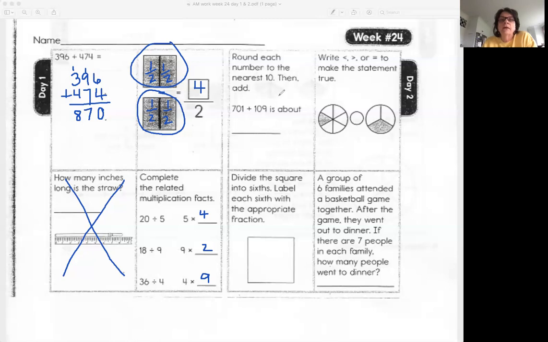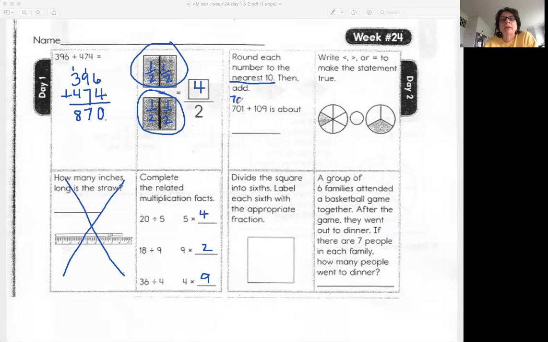So I hope when you did this, you read: round each number to the nearest 10, then add. I hope you underlined nearest 10. That shows me your thinking. It brings to your attention what you're being asked to do. So if I look at 701, I want to round that to the nearest 10. Well, it's either 700 or 710. It's only 1 away from 700, so I'm going to round it to 700.